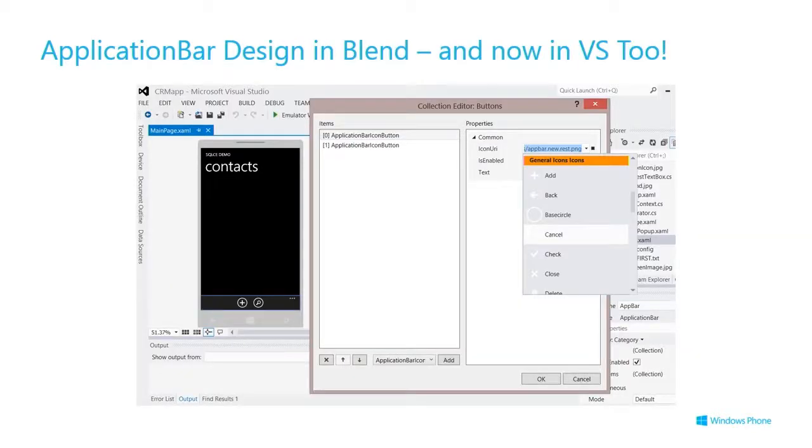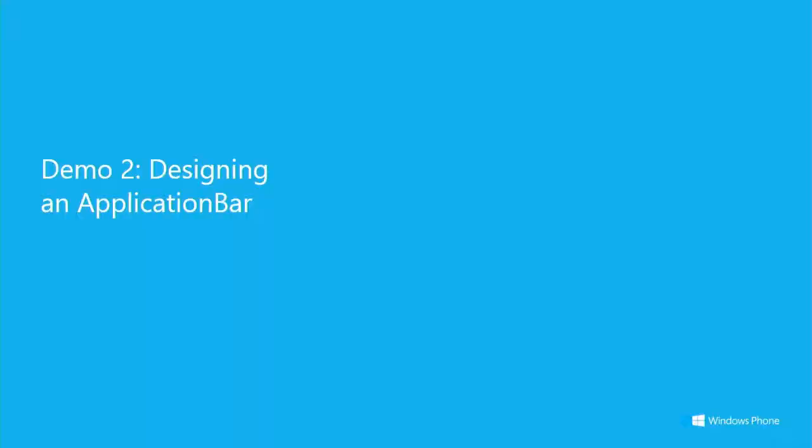This was one of those things that you always used to have to design in Blend, but you can now do that in Visual Studio as well. So that's another thing where they've added tooling to Visual Studio to make your life easier as an application developer, because it's one of those things that doesn't need to be in Blend. It's something that people are always sort of working with. So let's have a quick look at how that works in the Contoso cookbook.